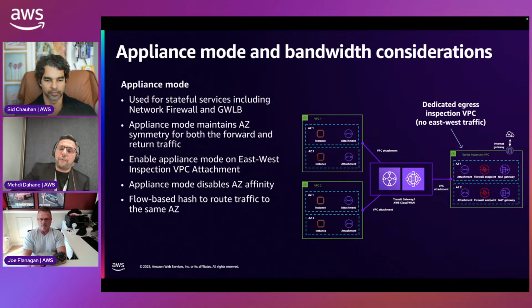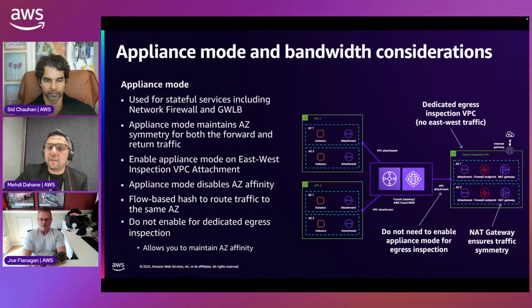On the other hand, if you've got a dedicated egress inspection VPC, meaning just for traffic going to the internet, and you're doing east-west in a different VPC, in that case, you do not need to enable appliance mode there, because you're not doing east-west there. You're just doing egress, and symmetry is ensured by the NAT gateways, because the NAT gateways will NAT the traffic and will ensure that return traffic will land on the same NAT gateway, the same AZ, and therefore the same firewall. In this case, you want to maintain the default AZ affinity in Transit Gateway and Cloud WAN.